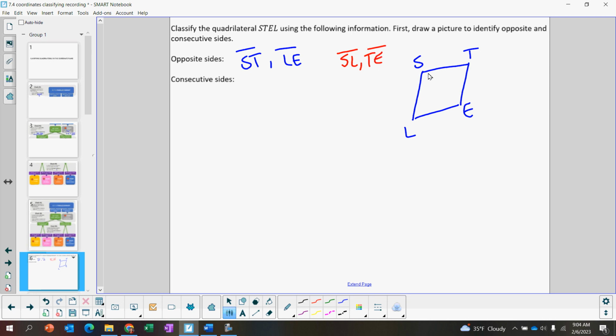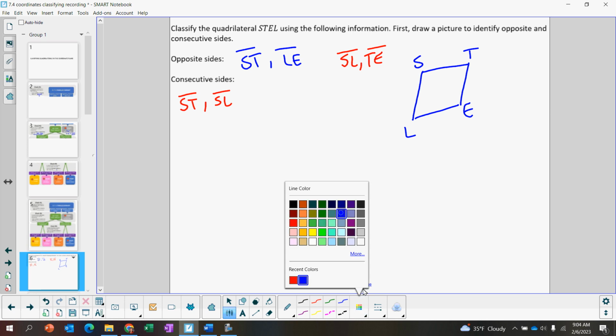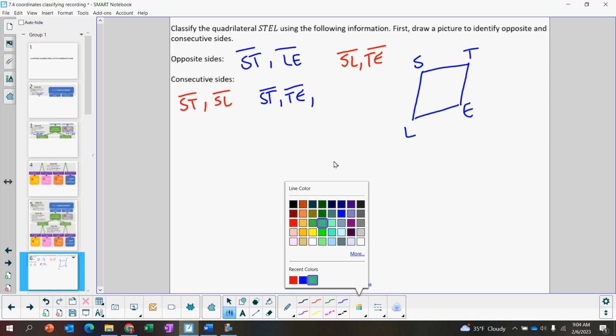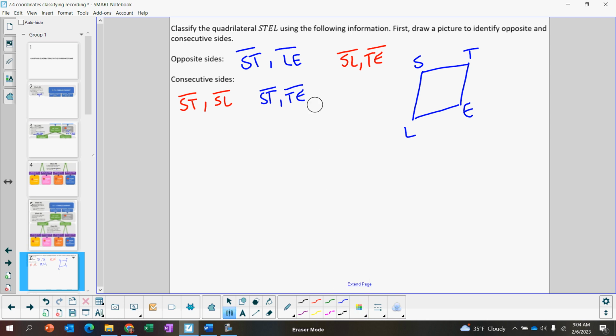Consecutive sides are going to be sides that touch each other, share a common point. So ST and SL. That would be ST and TE. That would be TE and EL. And then finally, EL and SL. Right, they're the ones that touch.